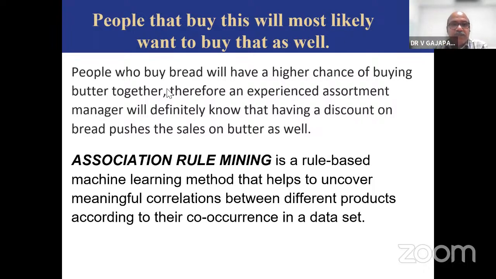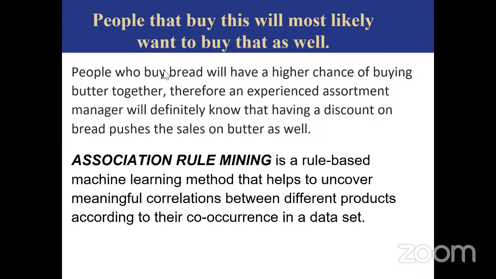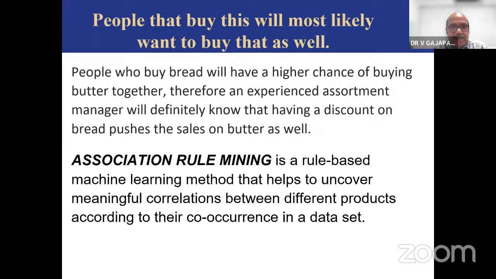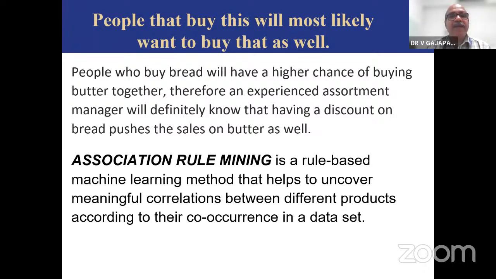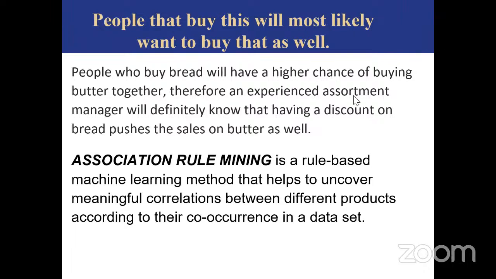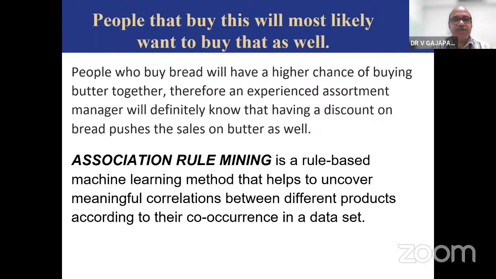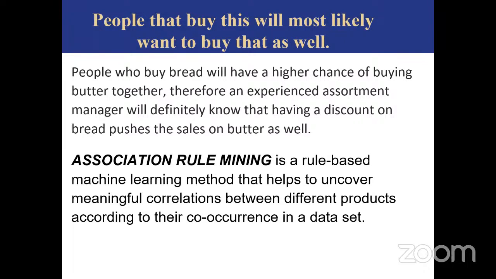You see this one, you read this one. This is: I buy this and I buy that also. This is the fundamental principle. You see here, I have given it at the top of the PPT itself. Therefore, buying bread will have a higher chance of buying other things also. An experienced assortment manager will definitely know that having a discount on bread purchase.